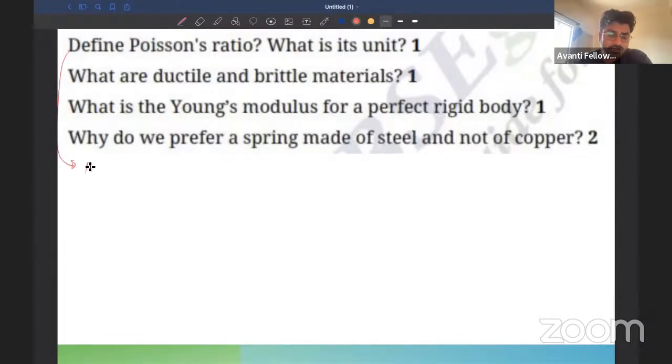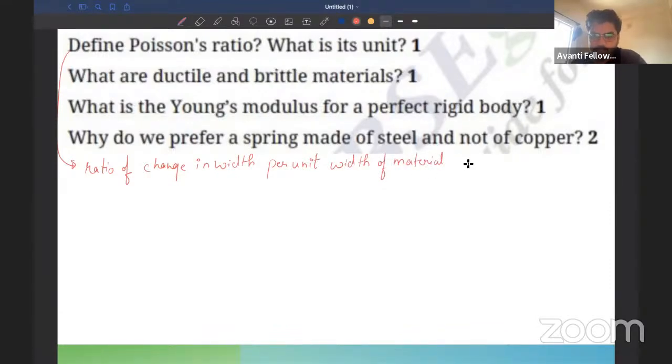It is defined as the ratio of the change in width per unit width of material to the change in its length per unit length, है ना. अब इसका मतलब क्या है, ये तो याद करने वाली बात हो गई. This is to memorize it.